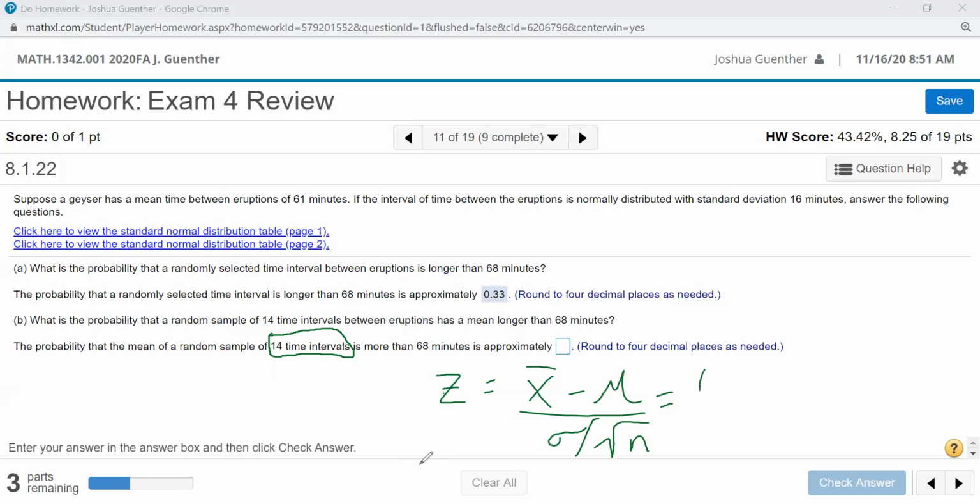So that's going to come out to 68, because it wants to know what's the probability that the average will be 68 or more. 68 minus the mean, 61, over, it's no longer just 16, it's 16 over the square root of 14, the sample size. And so now old Joshy has a few calculations to do. So, square root of 14.